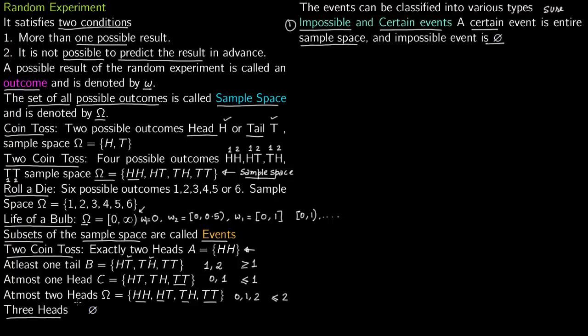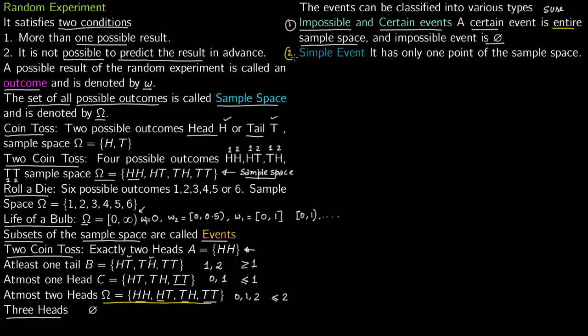For example, at most 2 heads is the entire sample space. So the event which is at most 2 heads in a toss of 2 coins is the certain event, because you have the entire sample space for it. You can see the entire sample space is here, so it is a certain event. Impossible event, 3 heads. The event that there can be 3 heads in a toss of 2 coins is an impossible event.